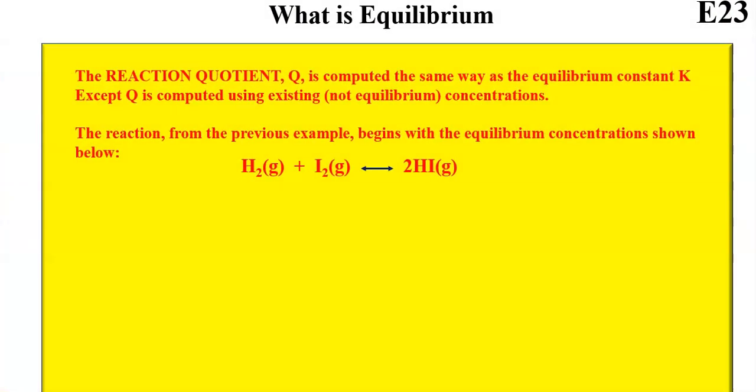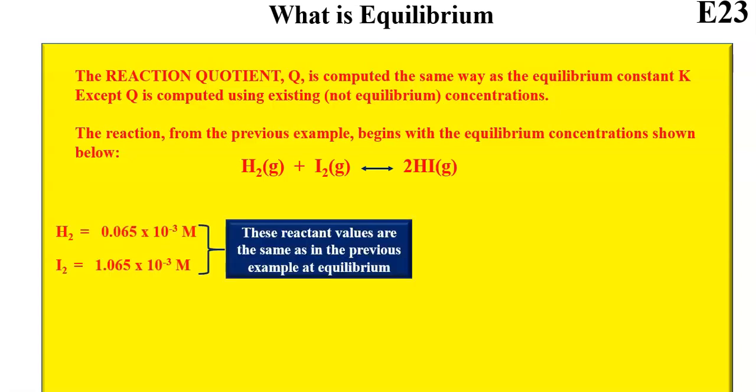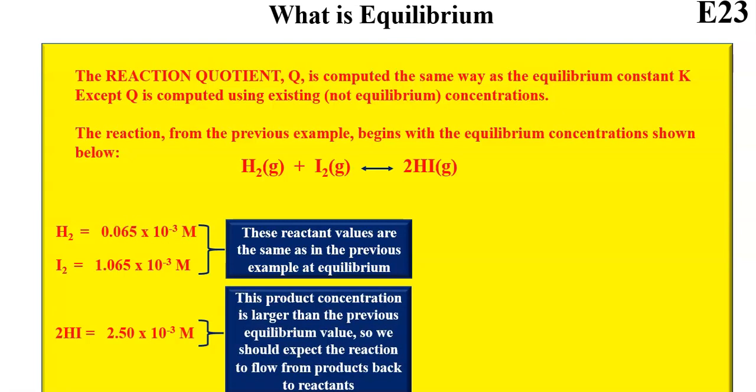So the reaction quotient Q is computed the same way as the equilibrium constant K, except Q is computed using existing, not equilibrium, concentrations. The reaction from the previous example begins with the equilibrium concentrations shown below. These are the exact same numbers you had in the equilibrium ICE table a couple of slides back. But we're going to change the concentration of the product. It's greater than it was in the example before. The previous example, it was 1.87 times 10 to the minus 3. Now we're saying we have too much product in there: 2.5 times 10 to the minus 3.